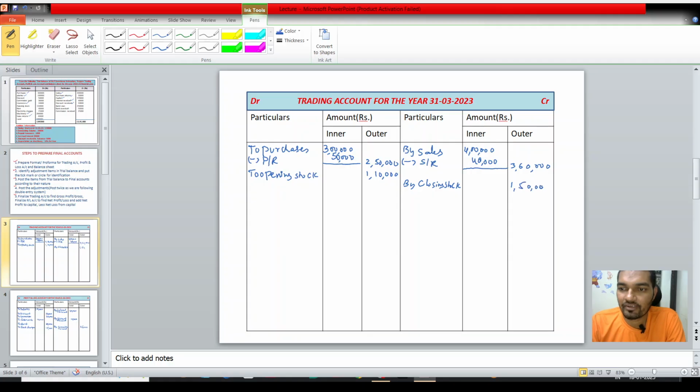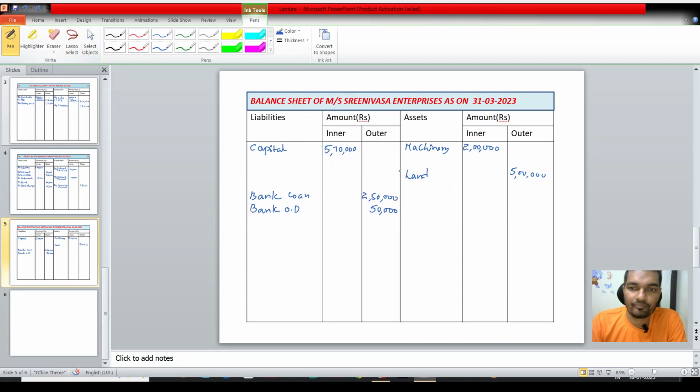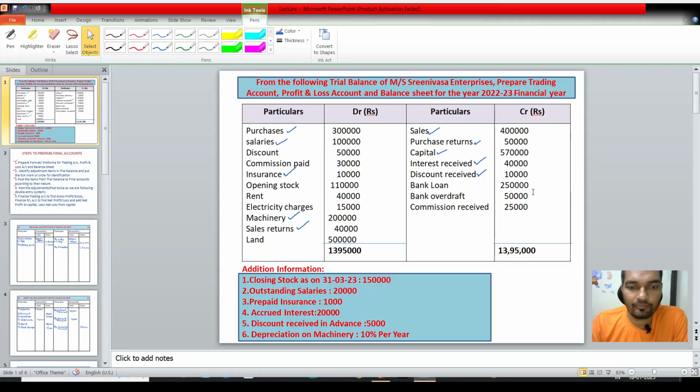1,50,000 first over, and second one we have to show closing stock on the balance sheet asset side, 1,50,000 rupees. So the first adjustment we completed just now. Closing stock we have shown trading account credit side and balance sheet asset side.